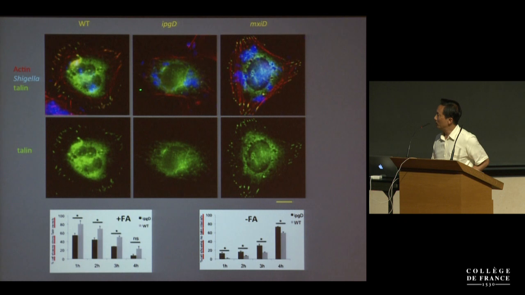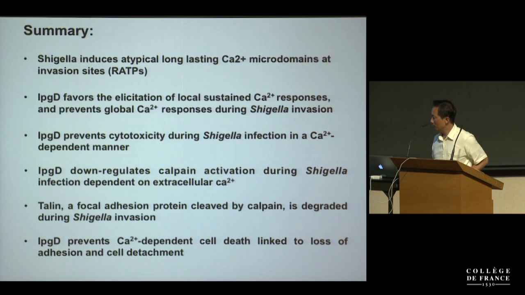In the case of the IpgD mutant, you can clearly see a disappearance of those focal adhesions, and this is quantified here. You can clearly see that the IpgD mutant here in black loses its focal adhesions much more rapidly than wild type. And if one goes the other way around, the appearance of cells with focal adhesions, you can clearly see the reverse picture, with more cells showing no focal adhesions in the IpgD mutant compared to wild type. This is just control here.